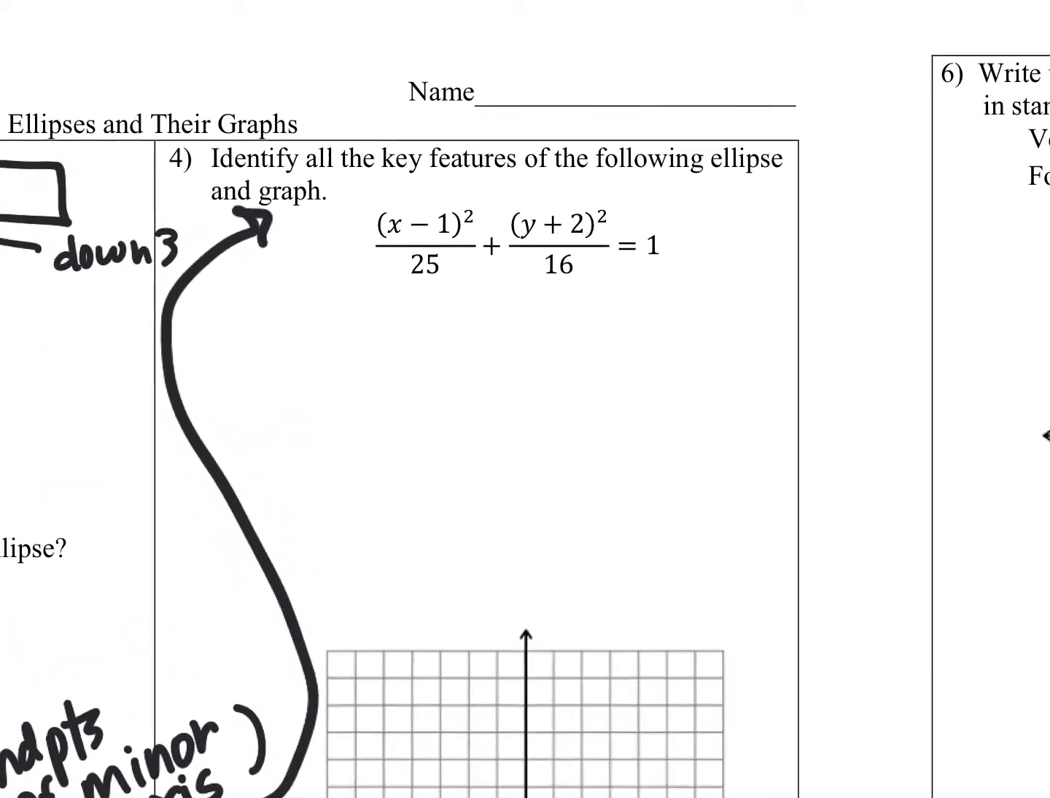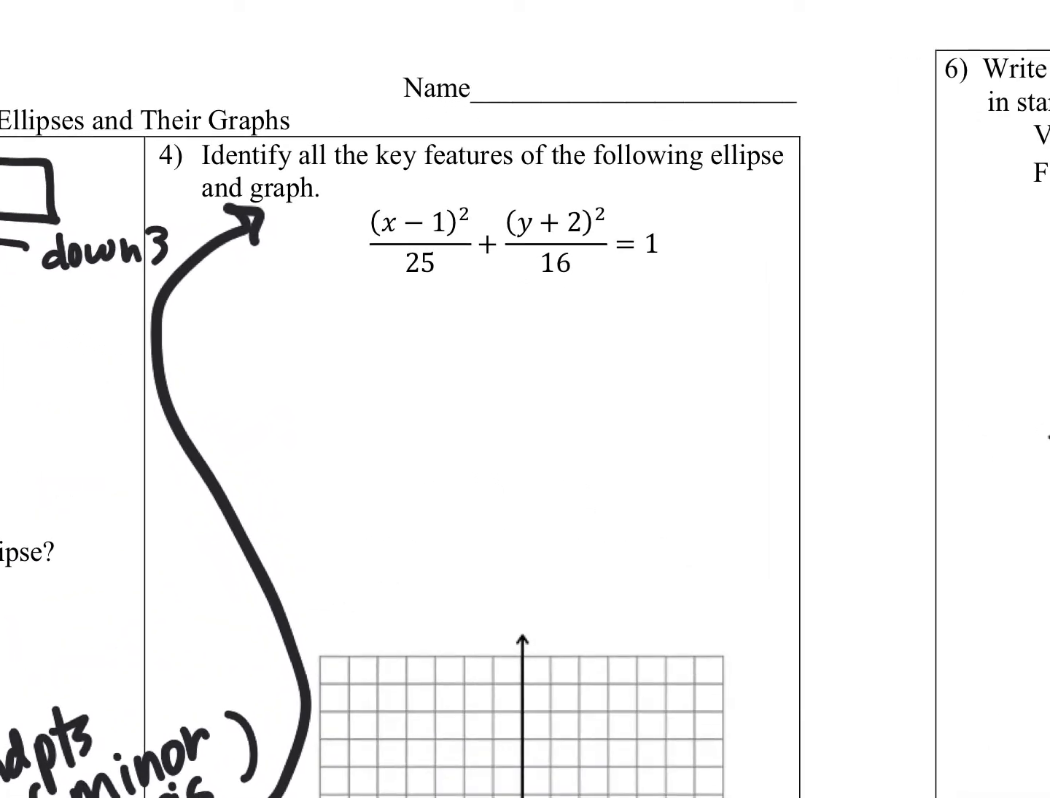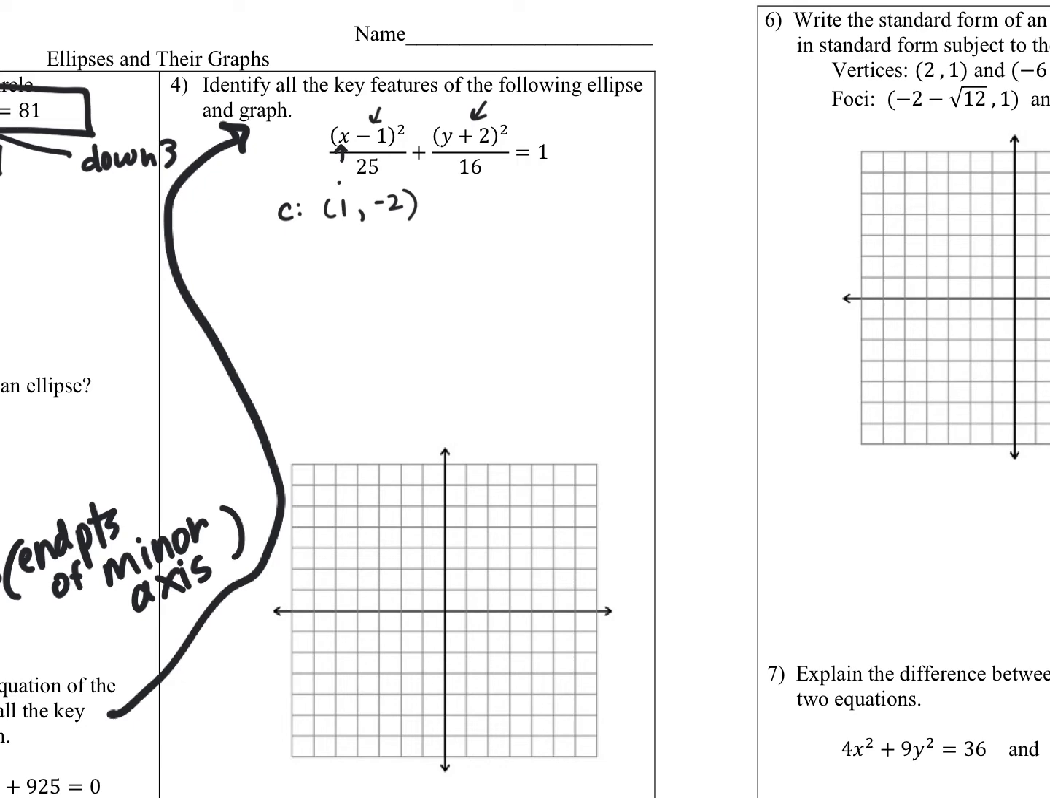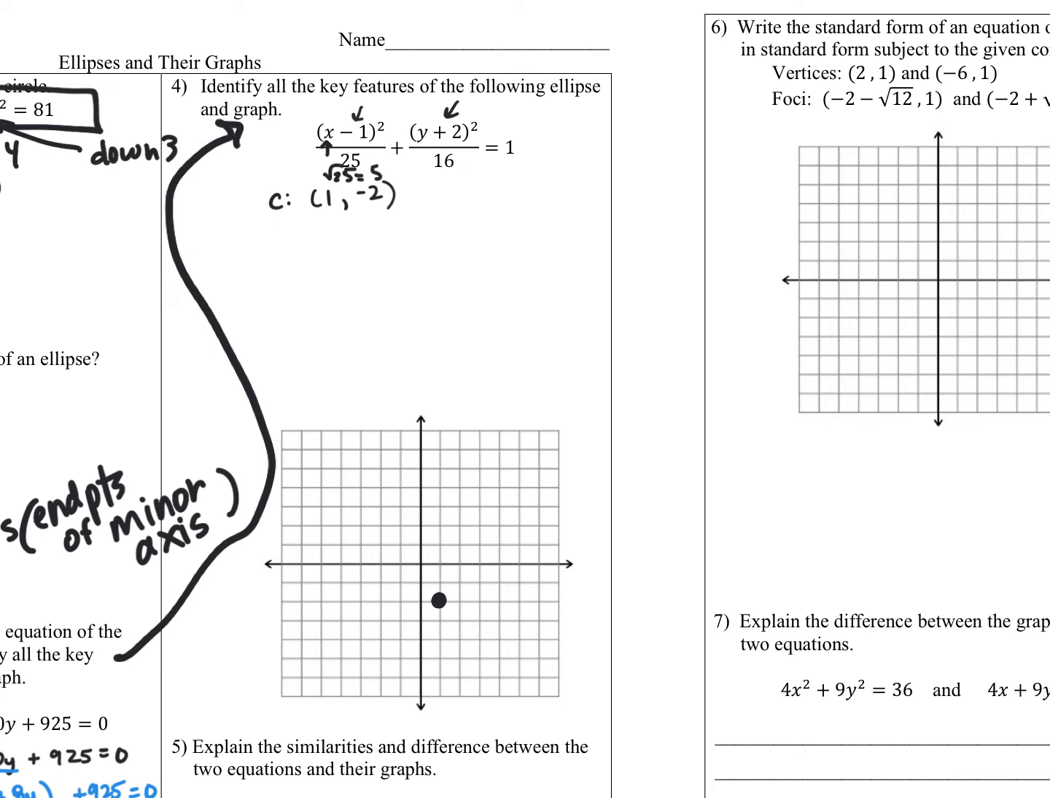Okay, for number 4, it's already in the pretty form, so it wants us to identify the features and then graph it. So our center is going to be negative 1, or sorry, positive 1, to the right 1, and then down 2. And I know that we're going to move in the x direction the square root of 25, which is 5. So I'm going to plot (1, negative 2) on the graph, and then go left and right 5. And then I'm going to go up and down the square root of 16, which is 4. And I'm going to connect those all together, some sort of stretched out circular shape.